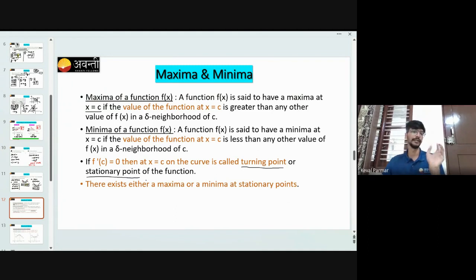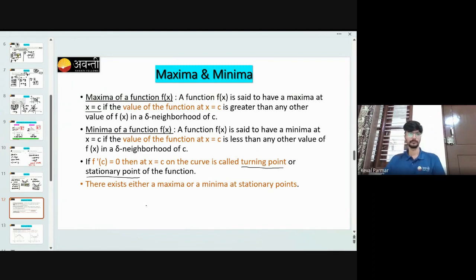the stationary point. That means if somewhere the derivative of the function becomes 0, that means the tangent drawn at the point is parallel to the x-axis. What does that mean? That means the slope of the tangent is 0. So if such a point exists, then those points are called turning points or stationary points. And at those turning or stationary points, there can be either minima or maxima.